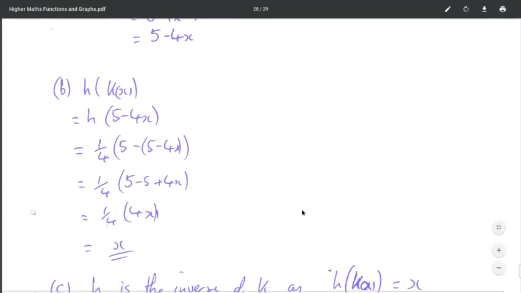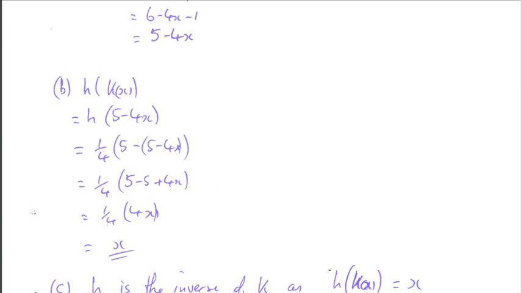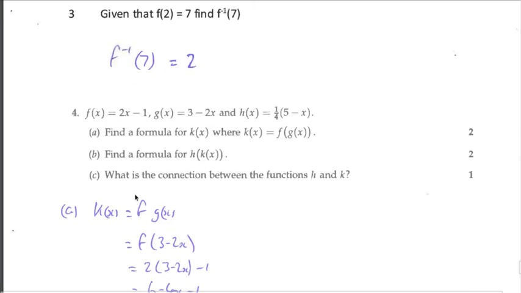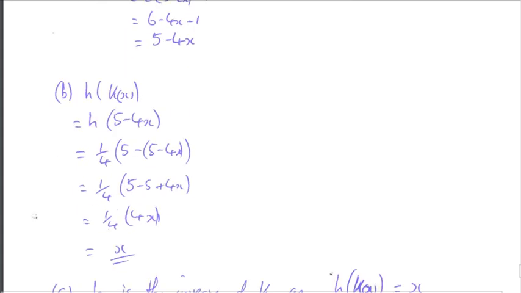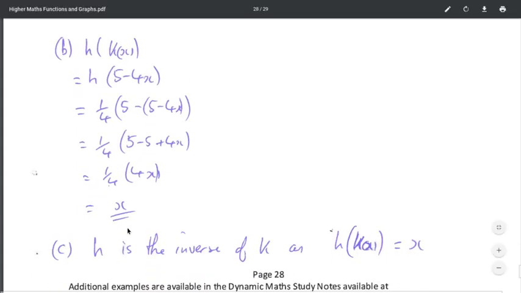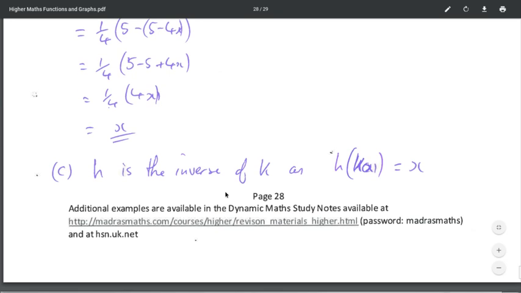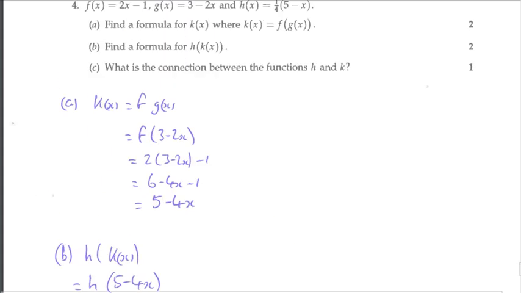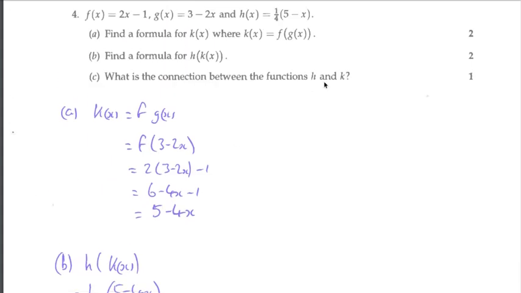So hopefully what we're all thinking is, well, there was something about inverse functions if we end up with a value of x at the end. So for part C, what is the connection between the functions h and k? Well, because h of k of x equals x, that means h is the inverse of k, as h of k of x equals x. So part C, that'll just be a 1 marker. We don't need to do any working for it.